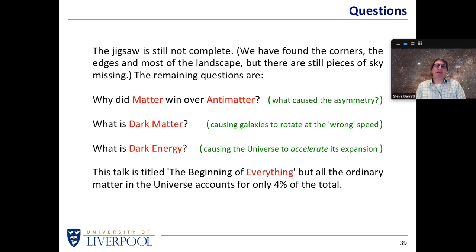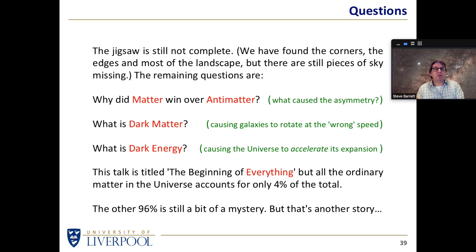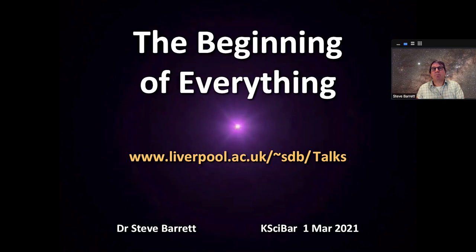So I've called this the beginning of everything, but I've tried to be very careful to talk about everything that we can see in the observable universe. In other words, everything we can see, the stars, the gas, the dust, everything that's in all of the galaxies, trillions of galaxies containing trillions of stars. But all of the ordinary matter that is in stars and gas and dust only accounts for about 4% of the entire universe. The other 96% is still a bit of a mystery, rather embarrassingly to say. But that's another story. Thank you for listening.